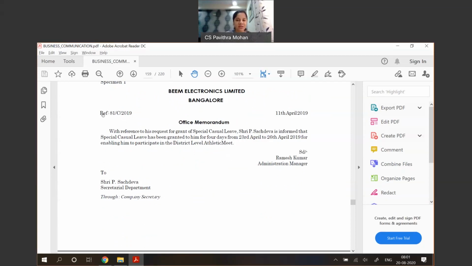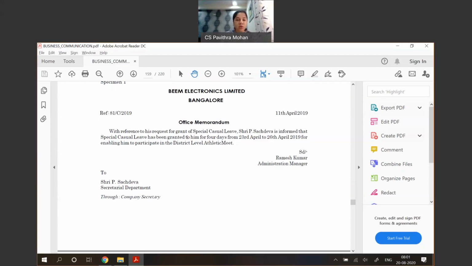They will give a reference number. The reference number is where each memorandum is numbered in a particular format, and once it is sealed and signed, it will be put up on the notice board. Once it is removed from the notice board, it will go to its file wherever it is saved. Okay, then the date, then office memorandum. They will generally give the content.